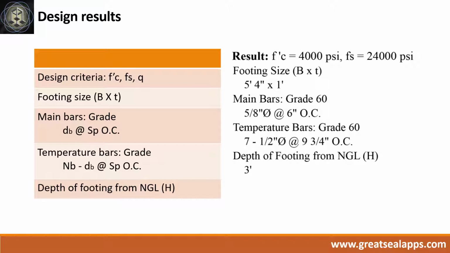f'c equals 4,000 psi. fs equals 24,000 psi. Footing size is 5 feet 4 inches by 12 inches. Main bars of grade 60, 5/8-inch diameter bar at 6 inches on center. Temperature bars of grade 60, 7 pieces half-inch diameter bar at 9 3/4 inches on center. Depth of footing from natural grade line 3 feet.